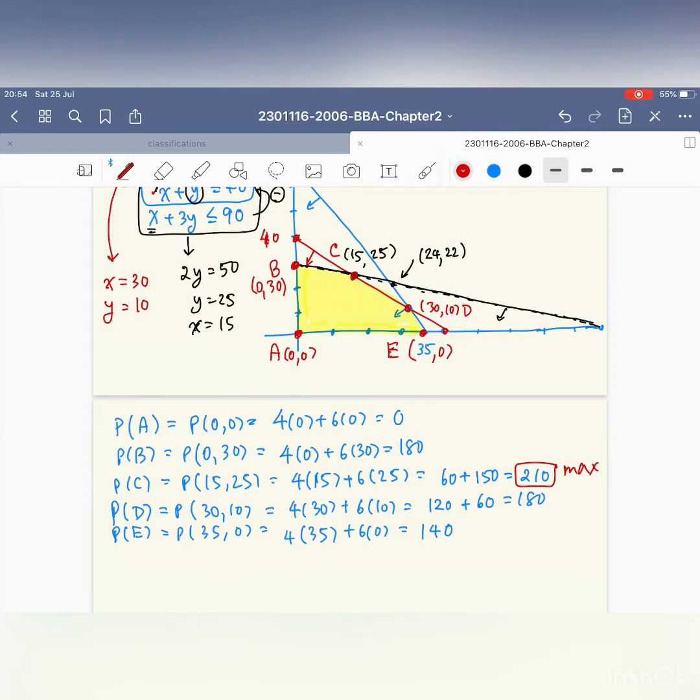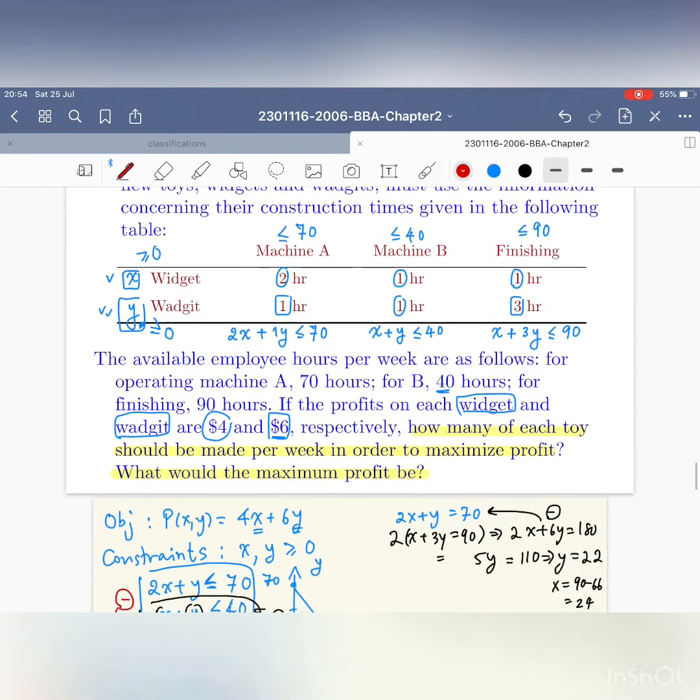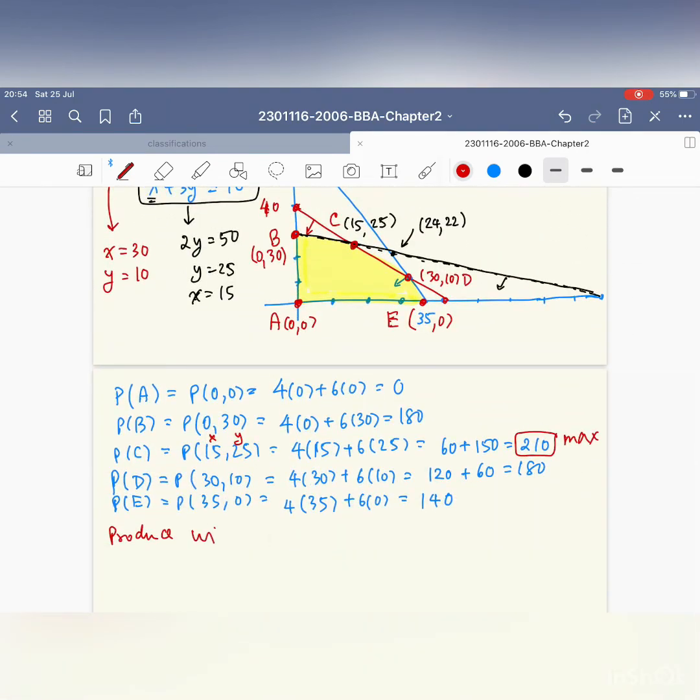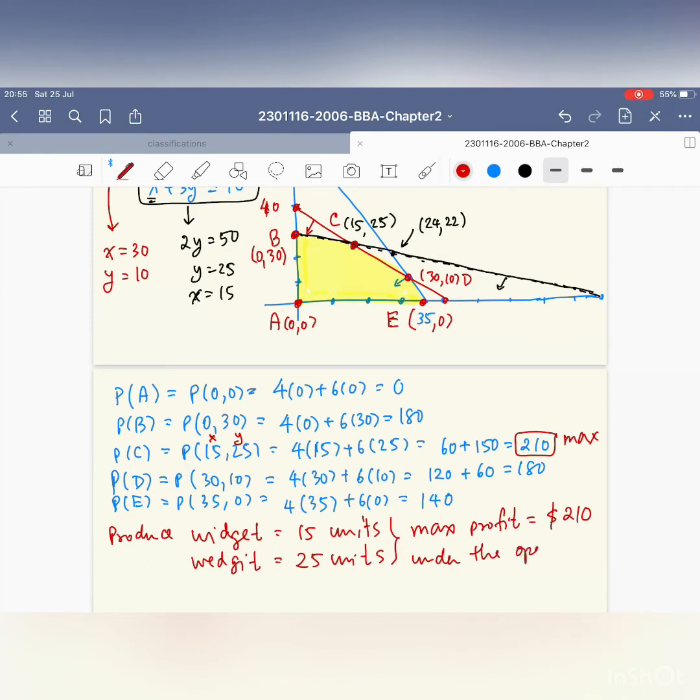So don't forget, here's your x, there's your y, so you need to produce the first type of toy, the so-called widget, for 15 units, and the other widget for 25 units, in order to make your maximum profit of $210 under the production constraint.